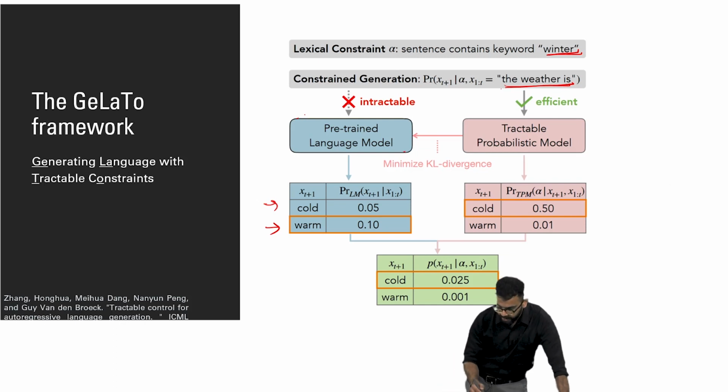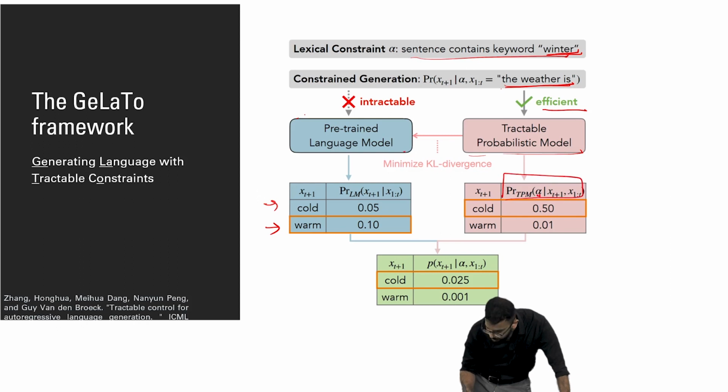So instead I can train a tractable probabilistic model that is an approximation for my language model. It need not be a good approximation, but it is efficient. It can do marginal inference. It knows that if I want to generate a sentence that contains winter, I'm computing this likelihood of your constraint given what you have generated as a marginalization task. It knows that the likelihood of the next word being cold is going to be much larger, since you want to incorporate the constraint that the sentence should have winter. The way we defined it, you are taking a product distribution between your pre-trained language model and the tractable model.